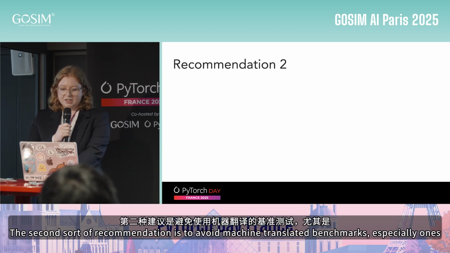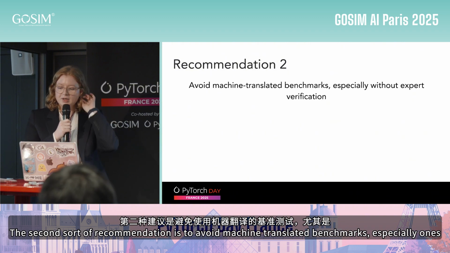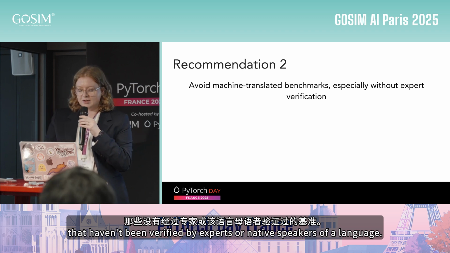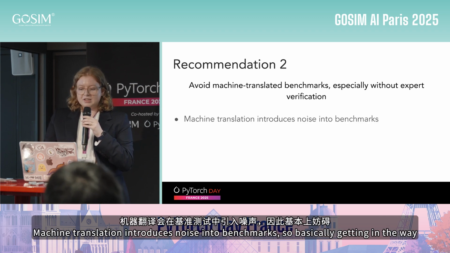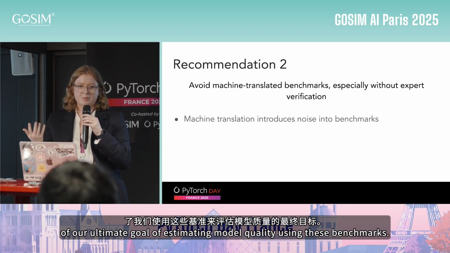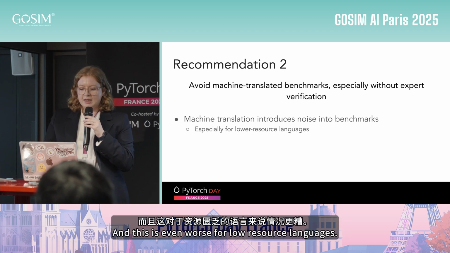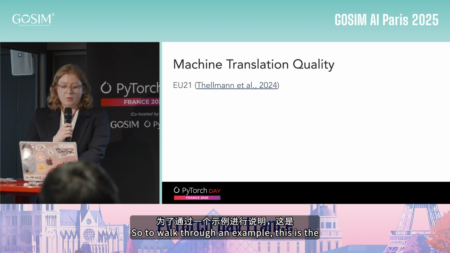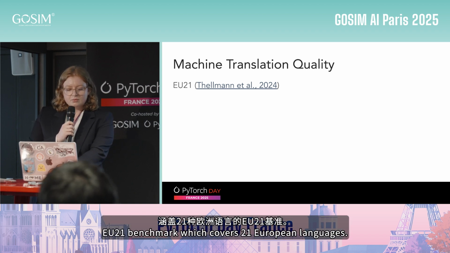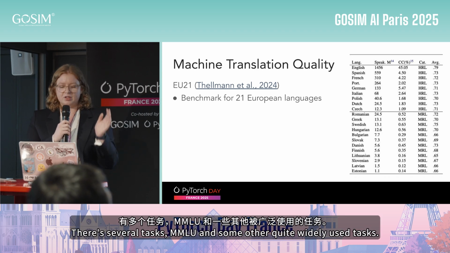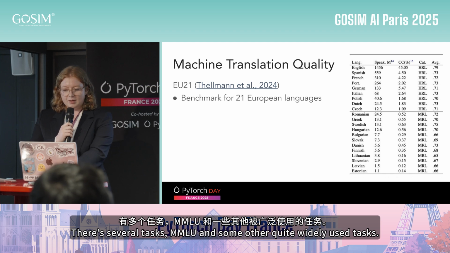The second recommendation is to avoid machine-translated benchmarks, especially ones that haven't been verified by experts or native speakers of a language. Machine translation introduces noise into benchmarks, getting in the way of our ultimate goal of estimating model quality using these benchmarks. And this is even worse for low-resource languages. To walk through an example, this is the EU21 benchmark, which covers 21 European languages. There are several tasks, MMLU and some other quite widely used tasks.